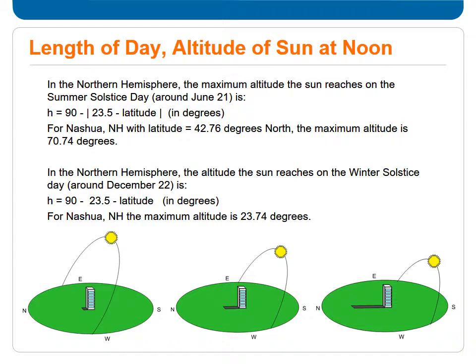In the northern hemisphere, the altitude the sun reaches on winter solstice day, around December 22nd, is equal to 90 degrees minus 23.5 degrees minus your latitude in degrees. For Nashua, New Hampshire, the maximum altitude is 23.74 degrees.